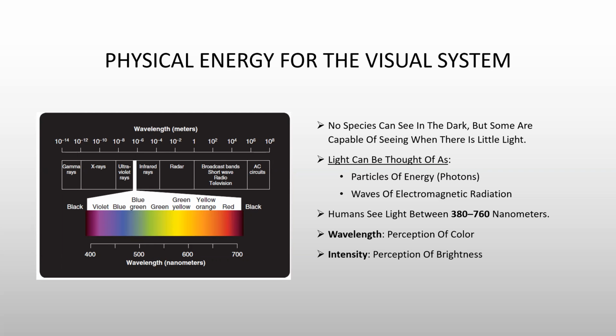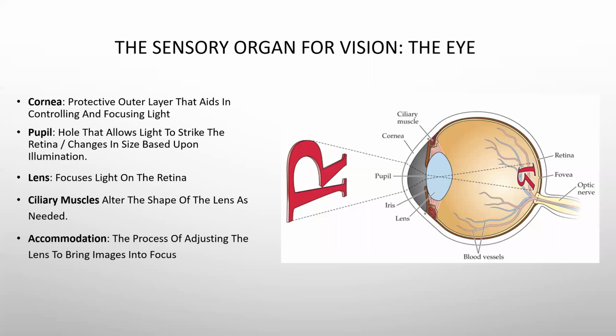So visible light is only a certain part of the spectrum that you notice here. Humans see light between 380 and 760 nanometers. So that is visible light. We cannot see gamma rays. We cannot see radar or infrared rays. Wavelength is the perception of color, and intensity is the perception of brightness.